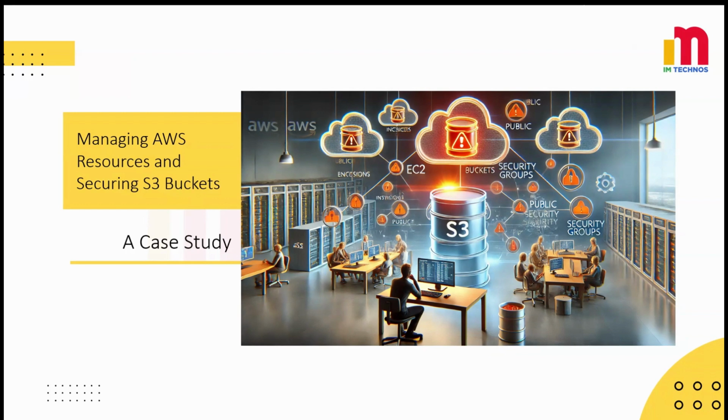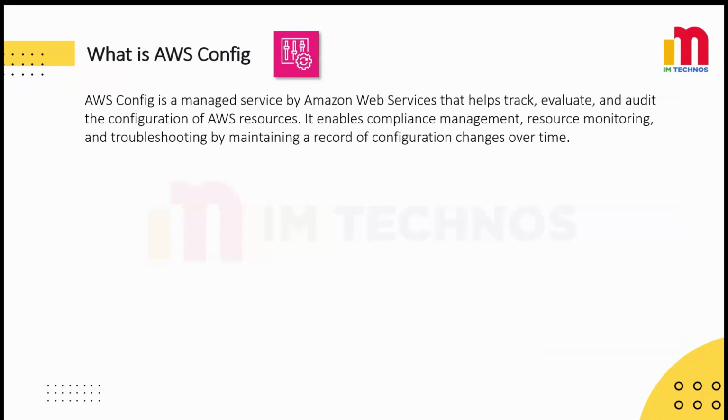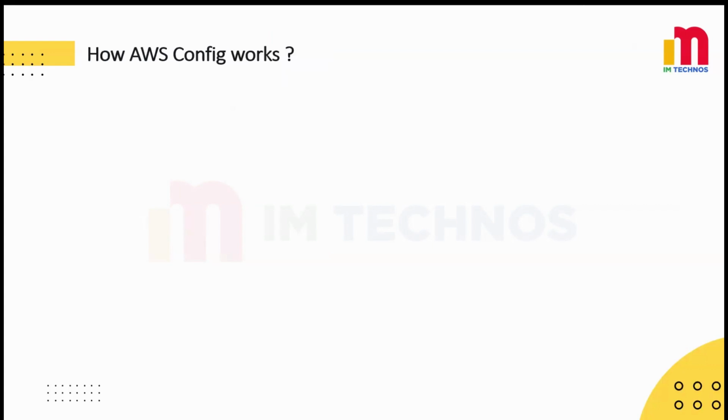This is where AWS Config comes in. AWS Config is a service that continuously monitors and records the configuration of your AWS resources. It helps you to track changes to your infrastructure and ensures compliance with your security policies. How does it work? The first step is to enable AWS Config.